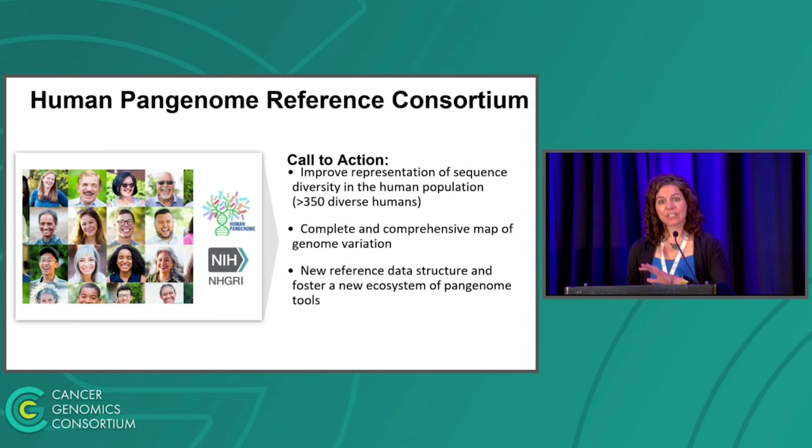So we have to really turn the world on its head and start asking about the data structure. How do you begin to work with a nonlinear reference genome? How do you begin to adopt a whole ecosystem of something that we call pangenomic tools and make them accessible to the community?